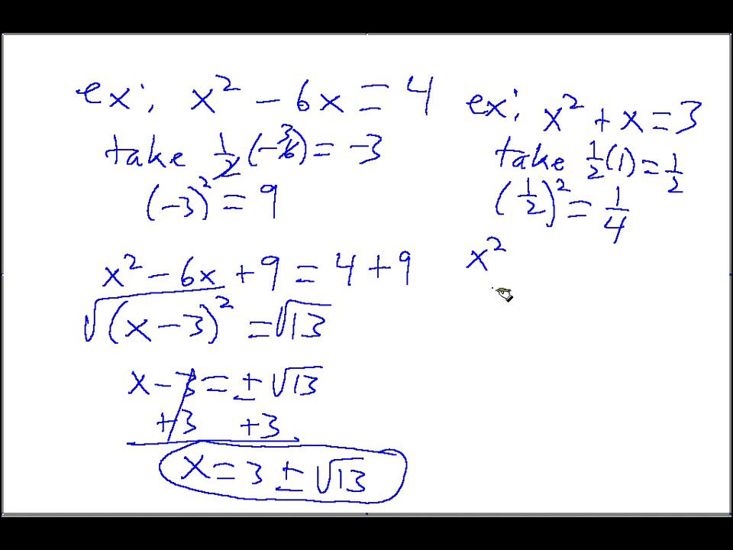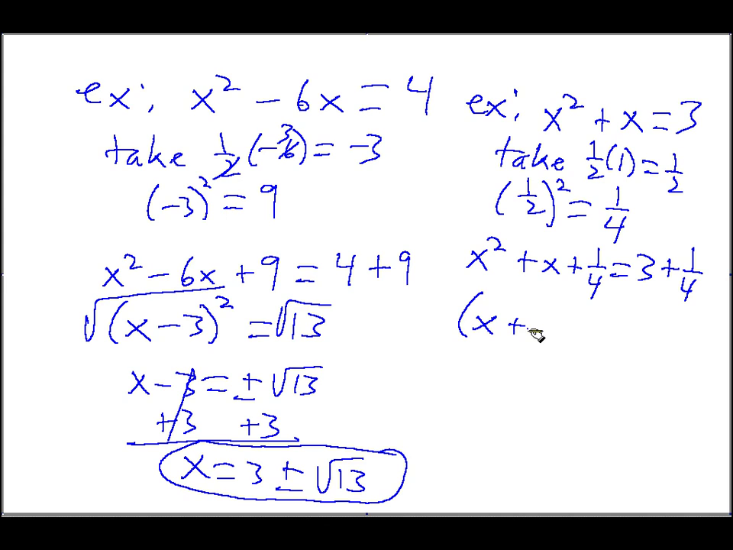Alright, so we're going to get x squared plus x plus 1/4 equal to 3 plus 1/4. Make sure we're okay on that. Okay then, let's go ahead and look at the factoring of this trinomial. It's now a perfect square. Again, once you add the 1/4, in this case, you're guaranteed to have a perfect square here on the left-hand side. What's the factoring going to be?